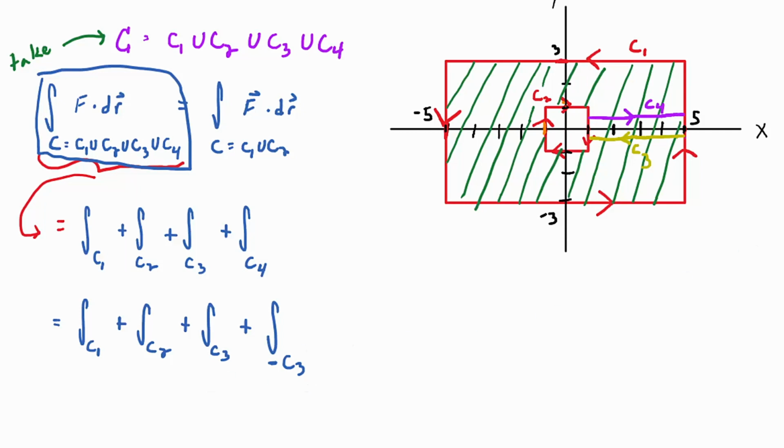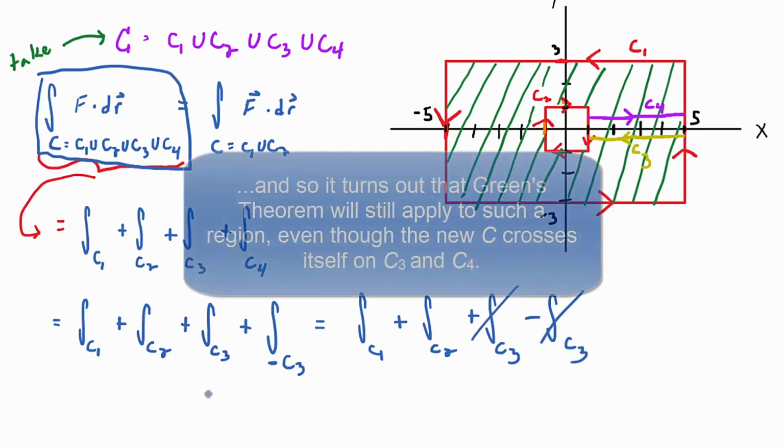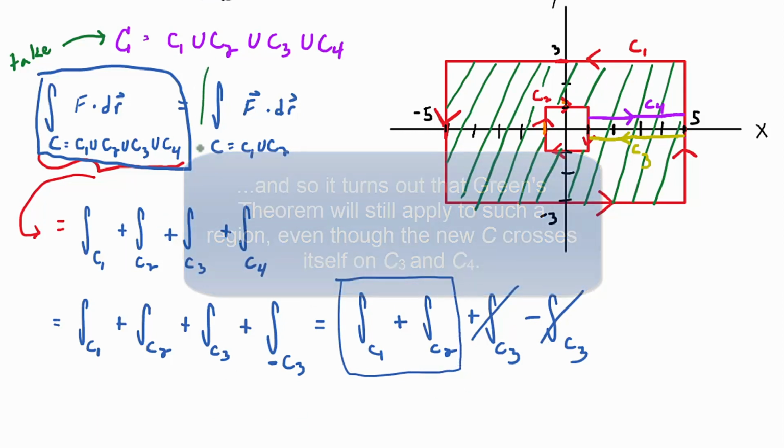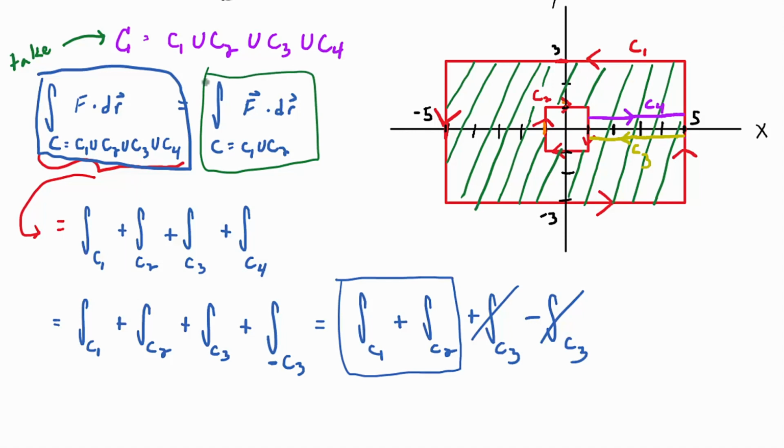So this guy then would equal the integral over C1 plus the integral over C2 plus the integral over C3 minus the integral over C3. What happens? They're gone. And so we just get the integral over C1 plus the integral over C2, which is exactly what this guy would split up to be.